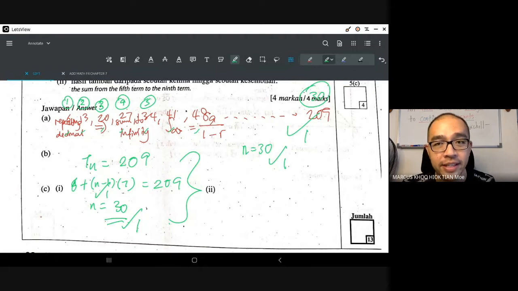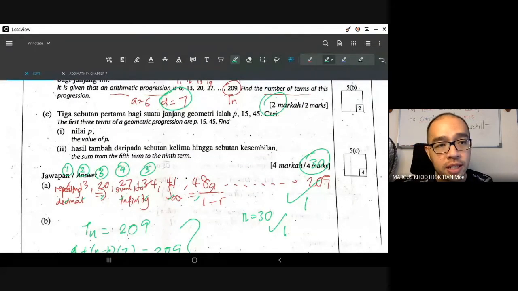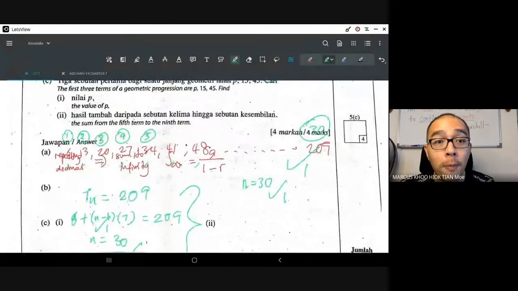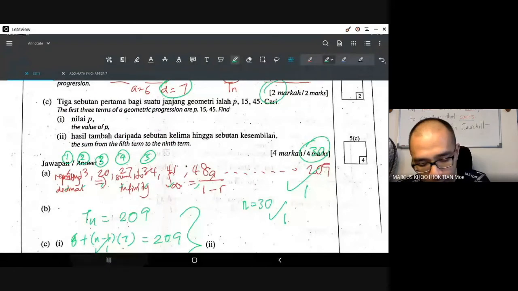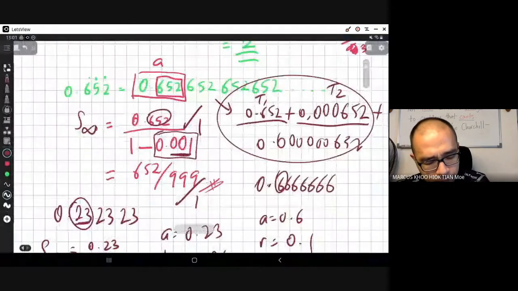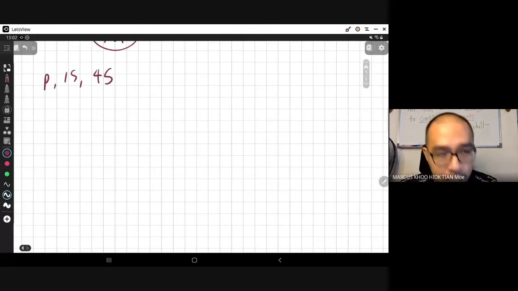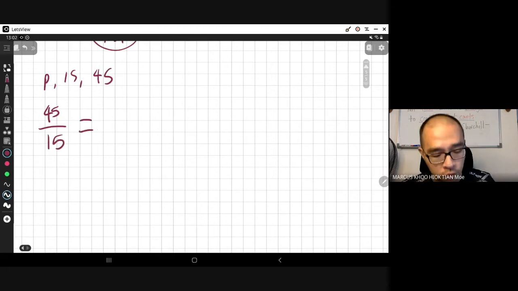Okay, fine. All right, let's do question C. The first 3 terms of a geometric progression are P, 15, 45. Find the value of P. What do you remember about geometric progression? In a geometric progression, the common ratio is the same. That means if your geometric progression is P, 15, and 45, you can say that 45 divided by 15 must be equal to 15 over P.